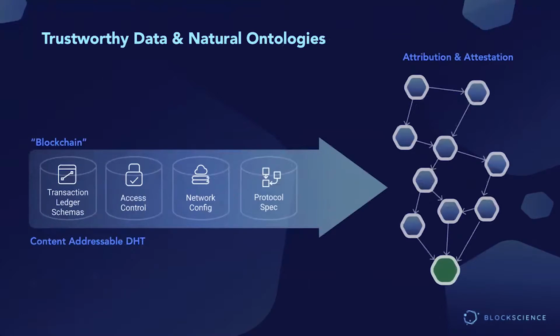I'll probably jump through these parts pretty quickly because I think the next two slides are hopefully within the space that you already understand. But I tend to dive in on this lower level, where we talk about transaction ledger schemas, access controls, network configs and protocol specs, and what it means to build the lower level network and really align it with a natural ontology of the system that you are representing. We have a tendency to just put things in blockchains, and in practice we might want to use content addressable DHTs for some of the information that's higher volume, or potentially needs to be accessible even if we're not validating it at the same level.